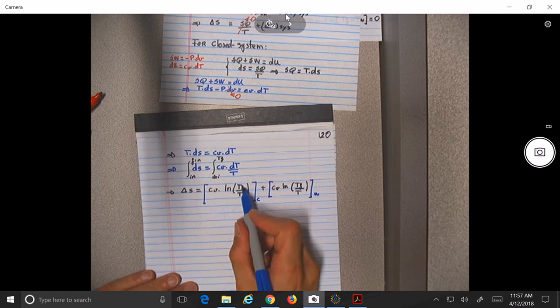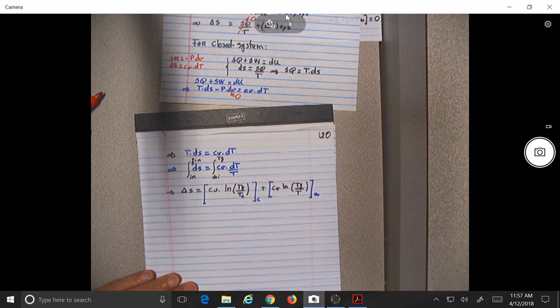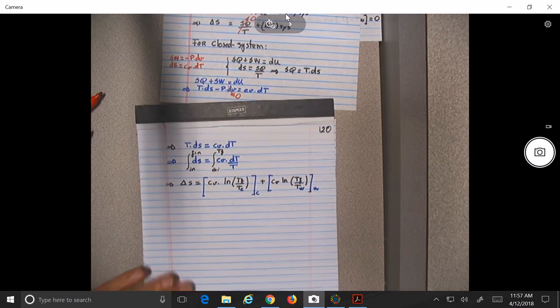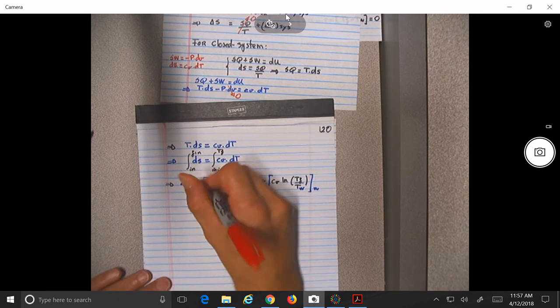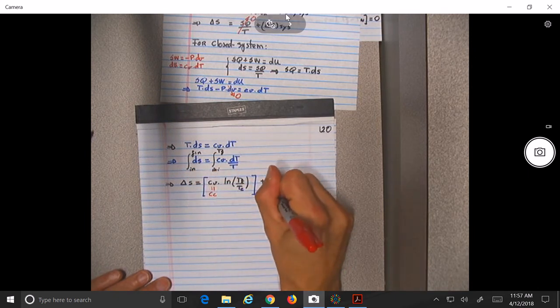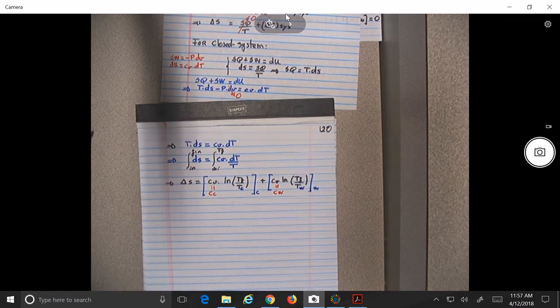This should be the T initial. Here is T final, the one we calculated. This one should be T copper, no? And this one should be TW, and this one will be what? C sub C, and this one will be C, the specific heat of the water.